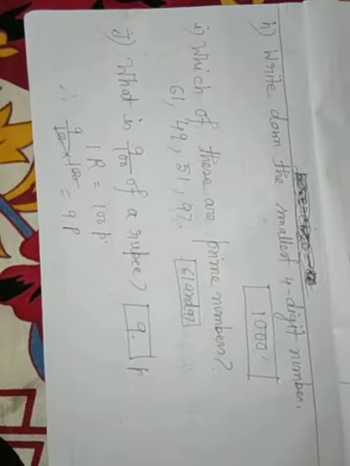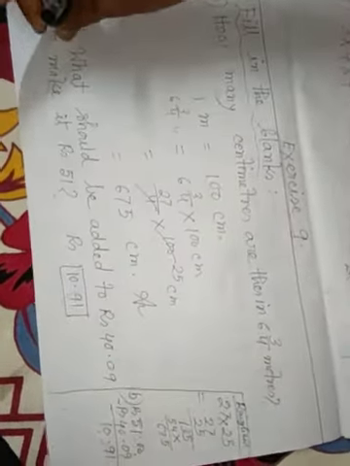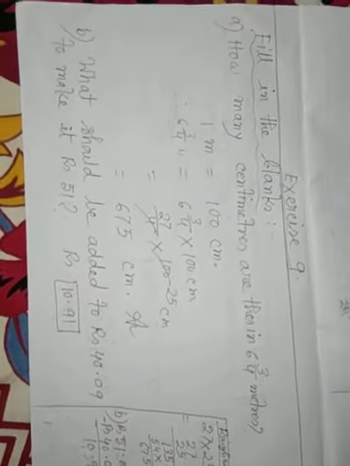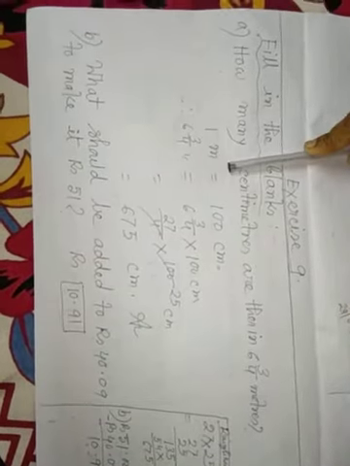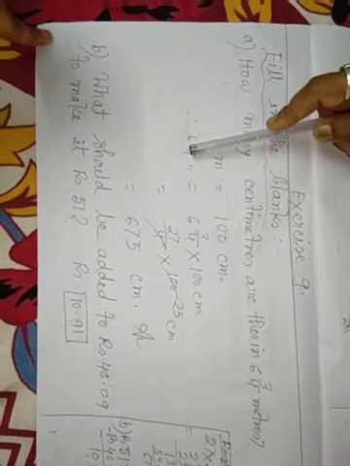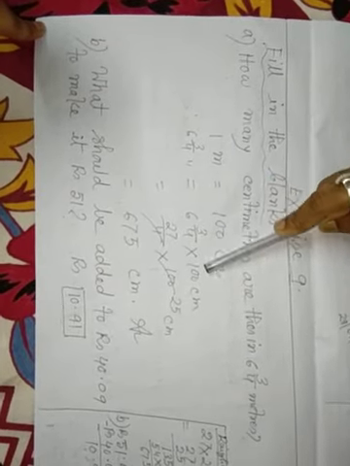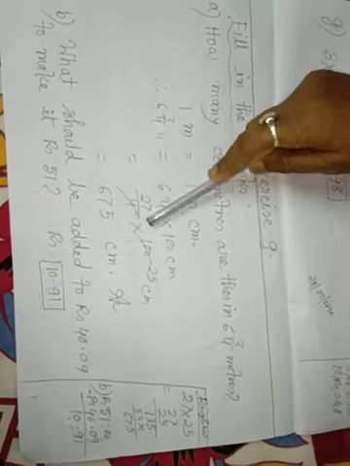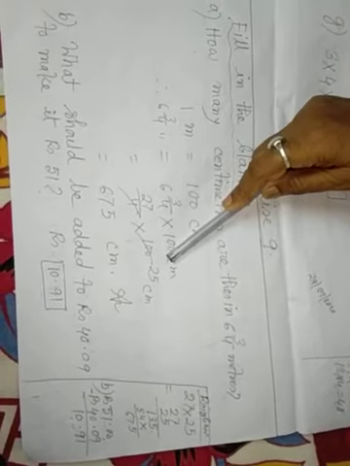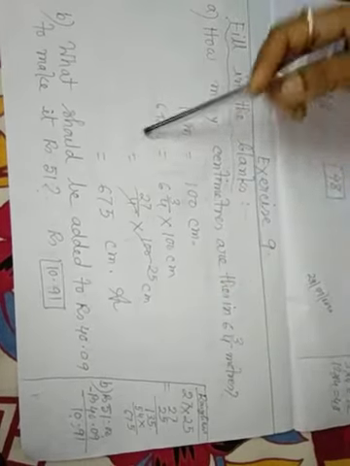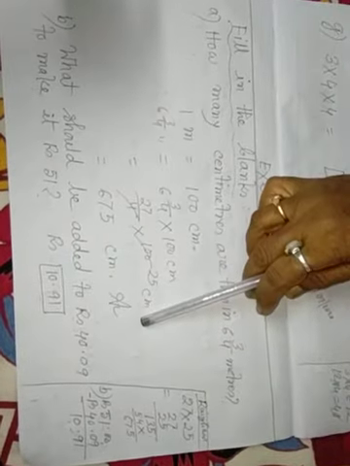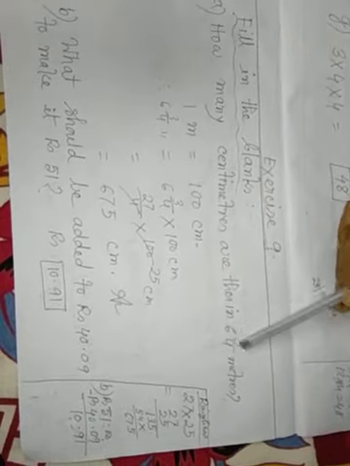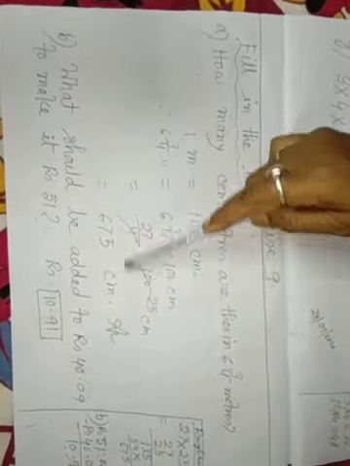I will repeat it again. 9. Fill in the blanks. How many centimeters are there in 6 3/4 meters? 1 meter equal to 100 centimeters. 6 3/4 meters equal to 6 3/4 into 100 centimeters. So 4 6s are 24 plus 3, 27/4 into 100. 4 25s are 100, 27 into 25, 675. So 675 centimeters. 6 3/4 meters equal to 675 centimeters.